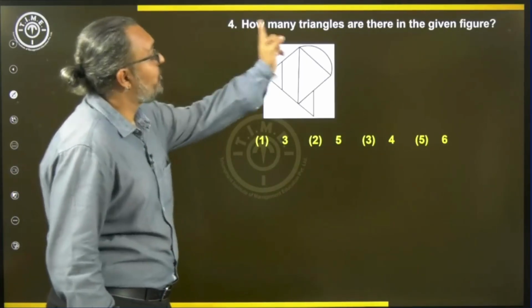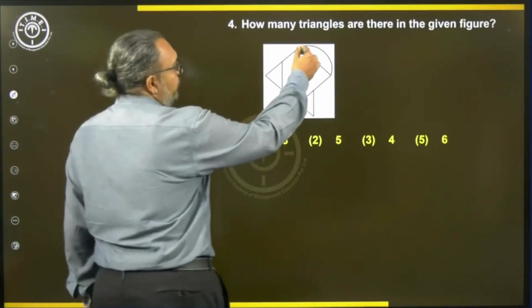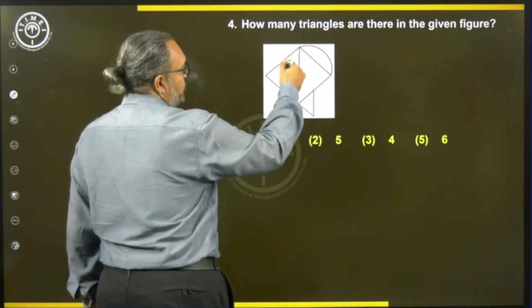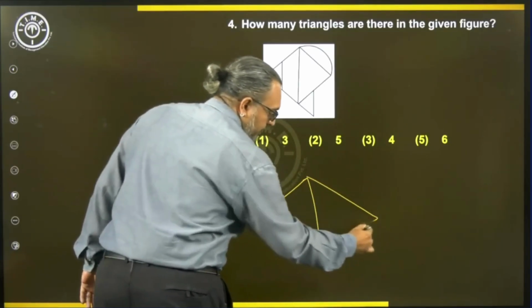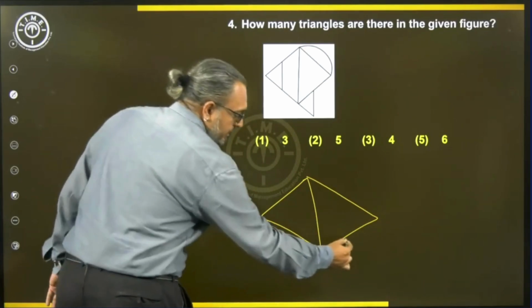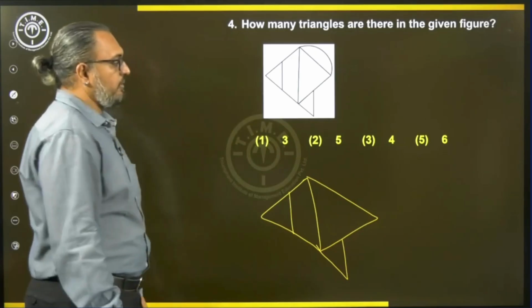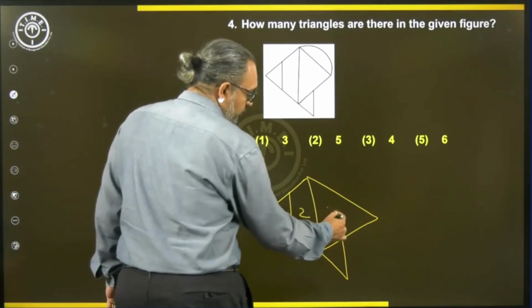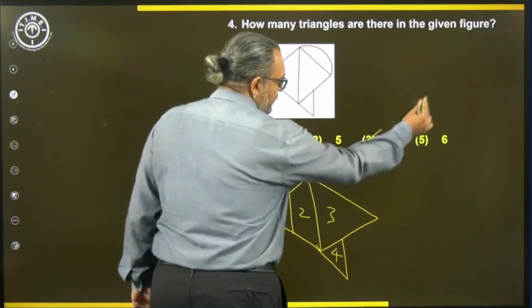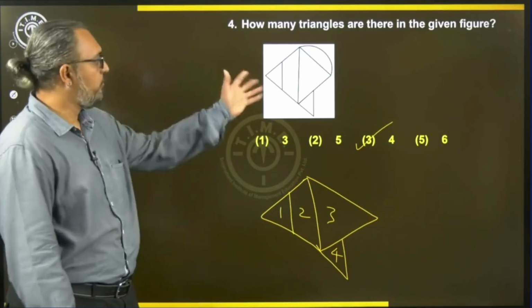Now it says, how many triangles are there in the given figure. So we can count. We have this one big triangle, correct? So I am drawing it here, one triangle. You have on the other side also another triangle. Then there is a small triangle here, and then, correct? So totally you have 1, 2, 3 and 4. So 4, third option.